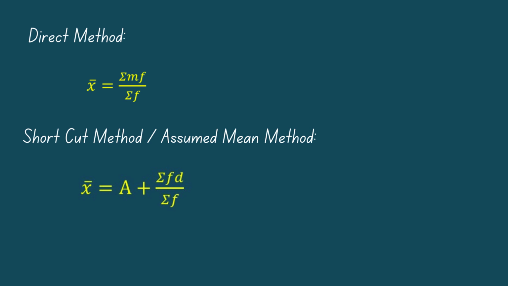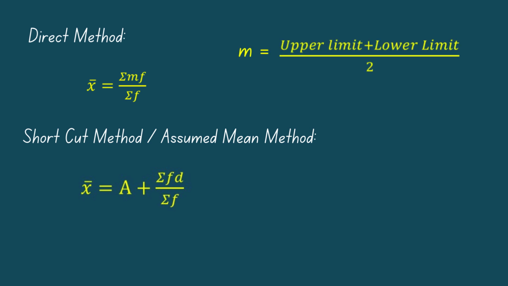Now, in all the special cases we are going to see, we are going to deal with one key concept, the midpoint, which is also called the mid value. This is because when data is given in class intervals, we need a single representative value for each class. And that representative value is the midpoint. Remember, midpoint of a class interval is calculated as m is equal to lower limit plus upper limit whole divided by 2. Let's now get into each of the special cases one by one, step by step.